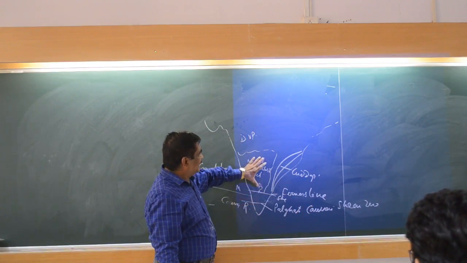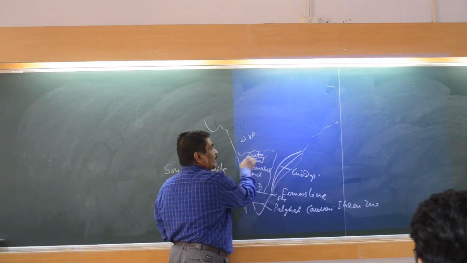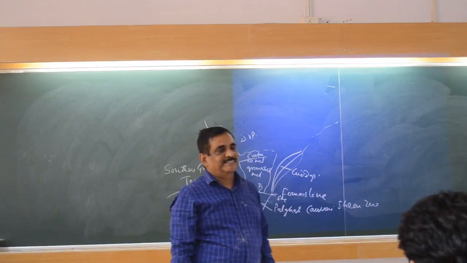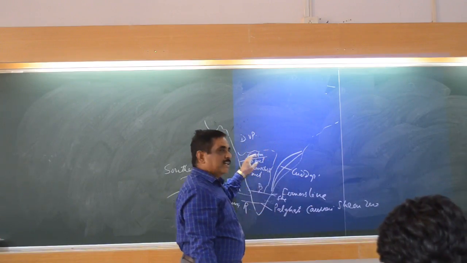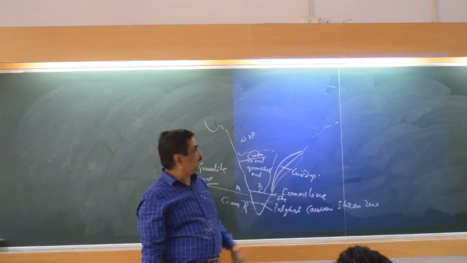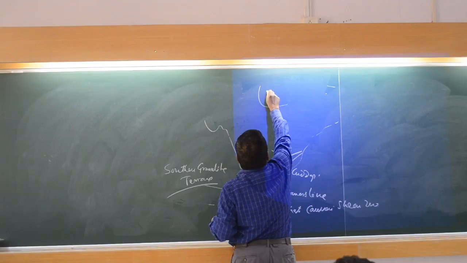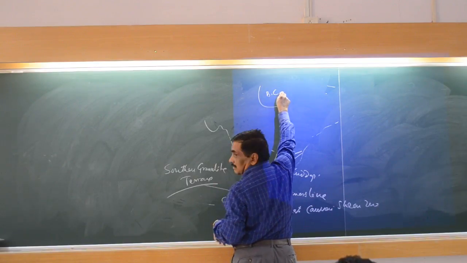Now, this Dharwar is called a craton. I will tell you what the craton means. This is called a craton. And like this, there are so many cratons in India. Which are, this is Dharwar craton. Then we have read about Bundelkhand craton.